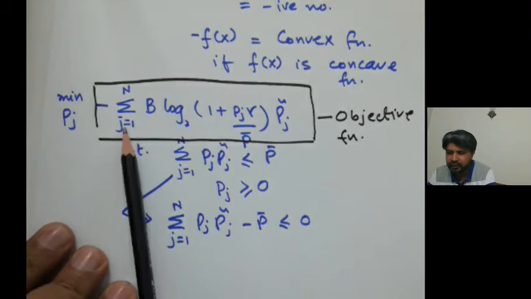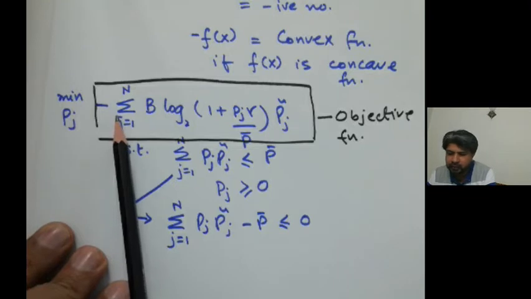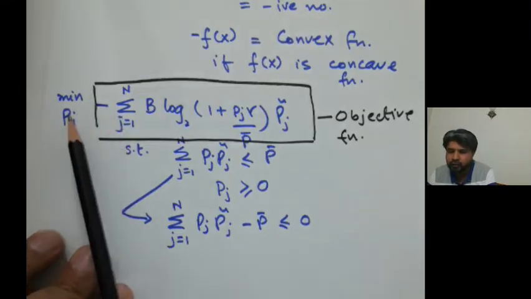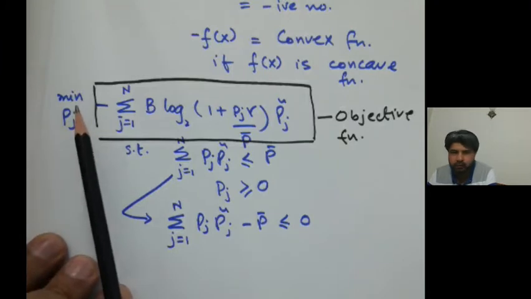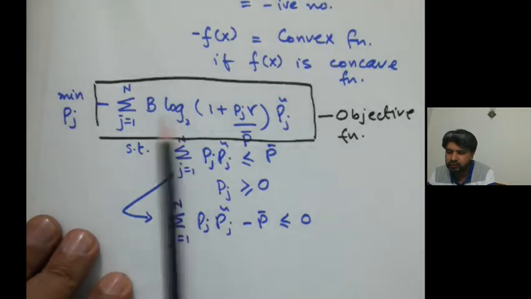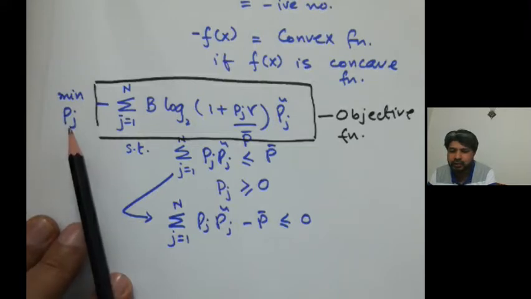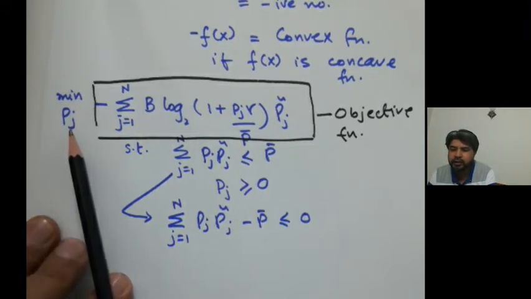We wanted to maximize this capacity, but rather than maximizing the capacity, we have tried to write this optimization problem in its standard form. In the standard form, we would write it as a minimization problem. So we would be minimizing the minus of the function, which represents our capacity, and we would be minimizing over Pj. Here Pj is the transmitted power when the channel is in the jth state.